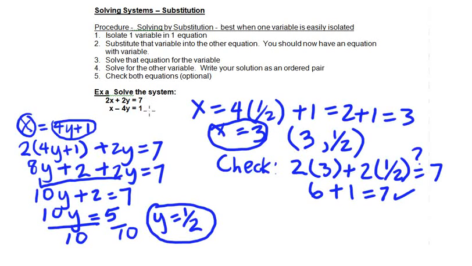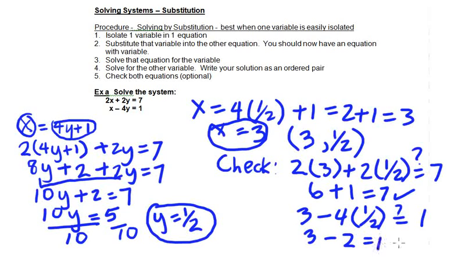Now we're going to check the second equation and see whether this also gives a true equation. We have x minus 4y, so for x we plug in 3, minus 4 times 1/2, and is that equal to 1? Again, we're not sure yet, but we can simplify and we end up with 3 minus 4 times a half, which gives us 2, and that is equal to 1, so that also checks, and we feel confident then that our solution of 3, 1/2 is a good solution.